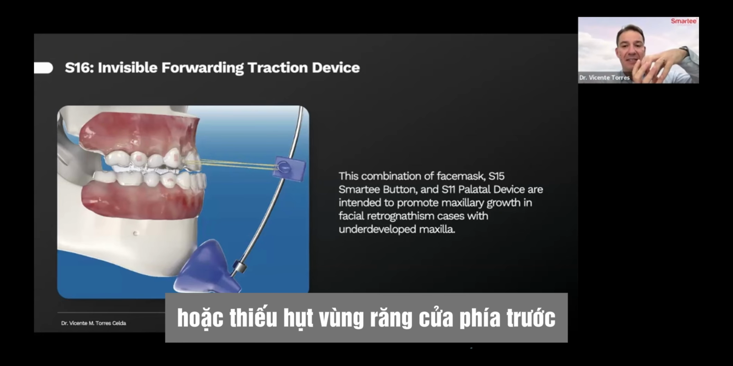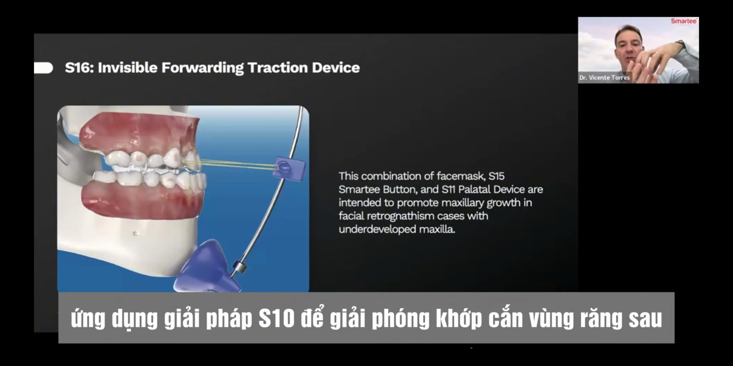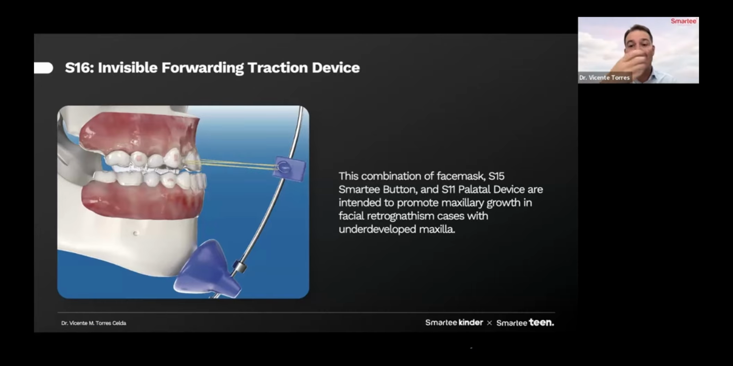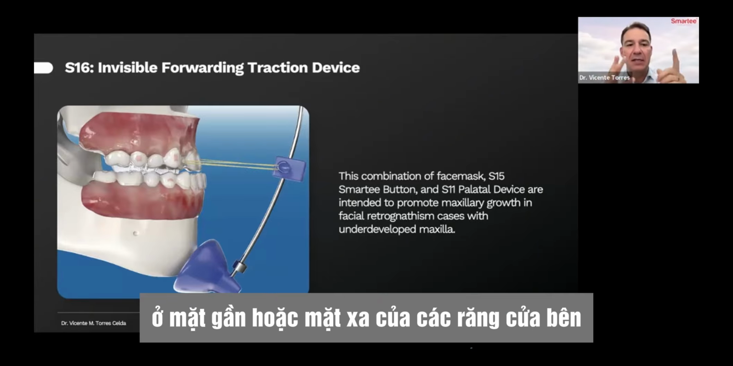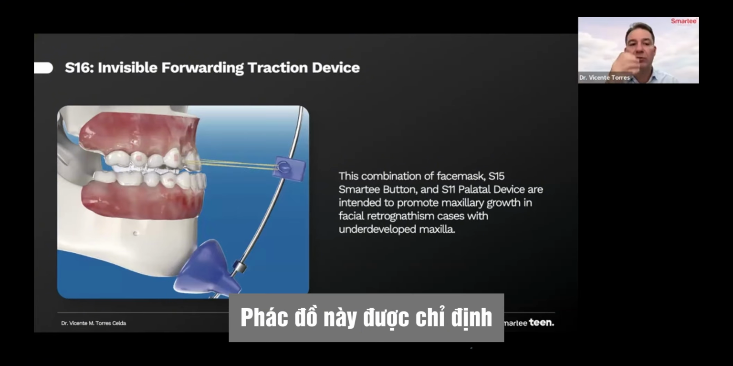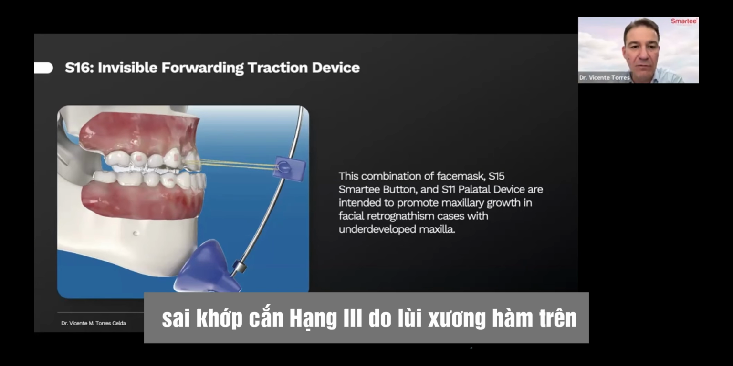At the same time, with the S10 solution you make the disocclusion of the posterior area. With the S11 solution, you have the anchorage for the traction, and the S15 buttons are normally mesial or distal of the lateral incisors, and you can use the facial mask. This facial mask makes the traction of the maxilla. So it's indicated, of course, in cases with class 3 malocclusion and maxillary retrusion.